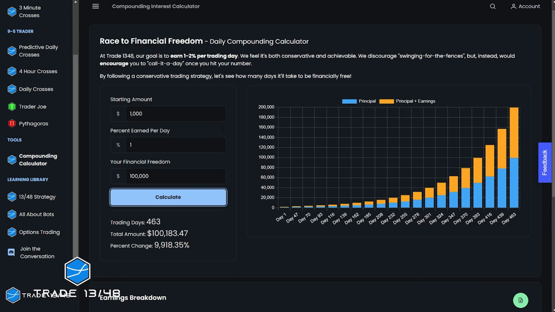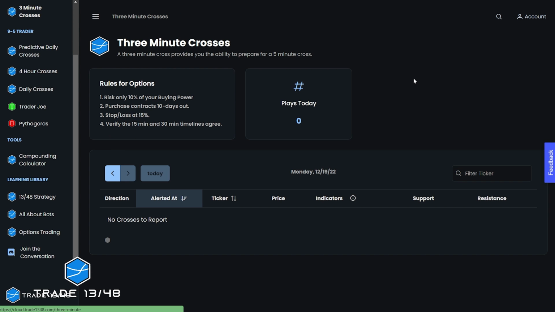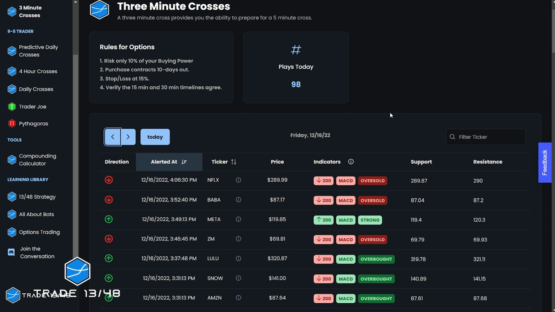Now, going on over to the 3-minute crosses, let's break this down. I said keep your trades humble because, ladies and gentlemen, when you are playing options and we break it down for you, you will make a lot of money.